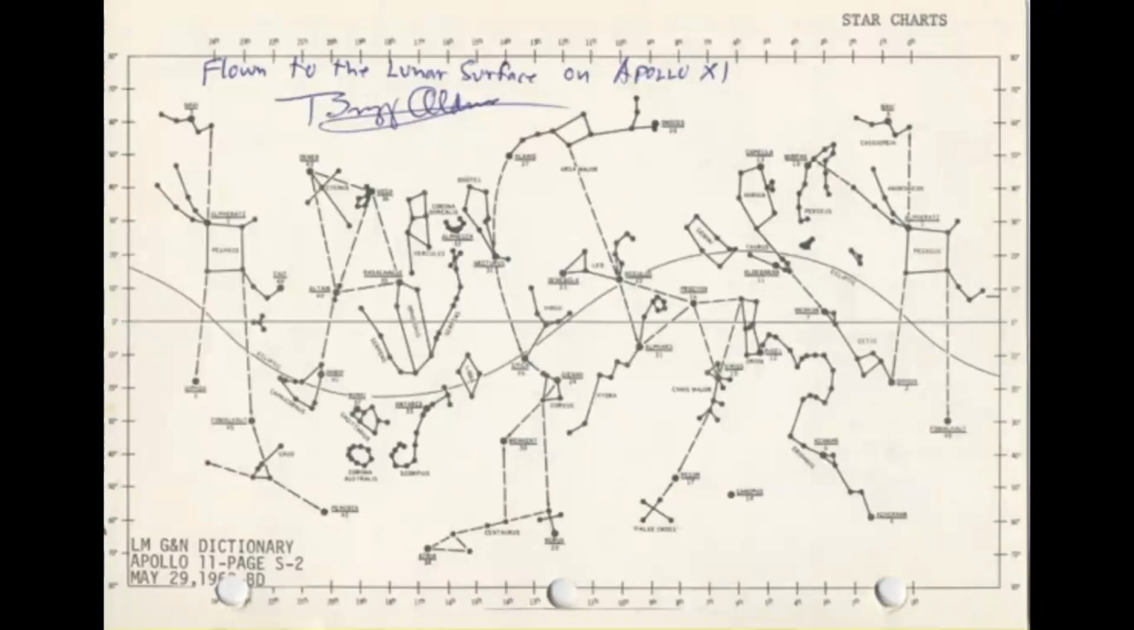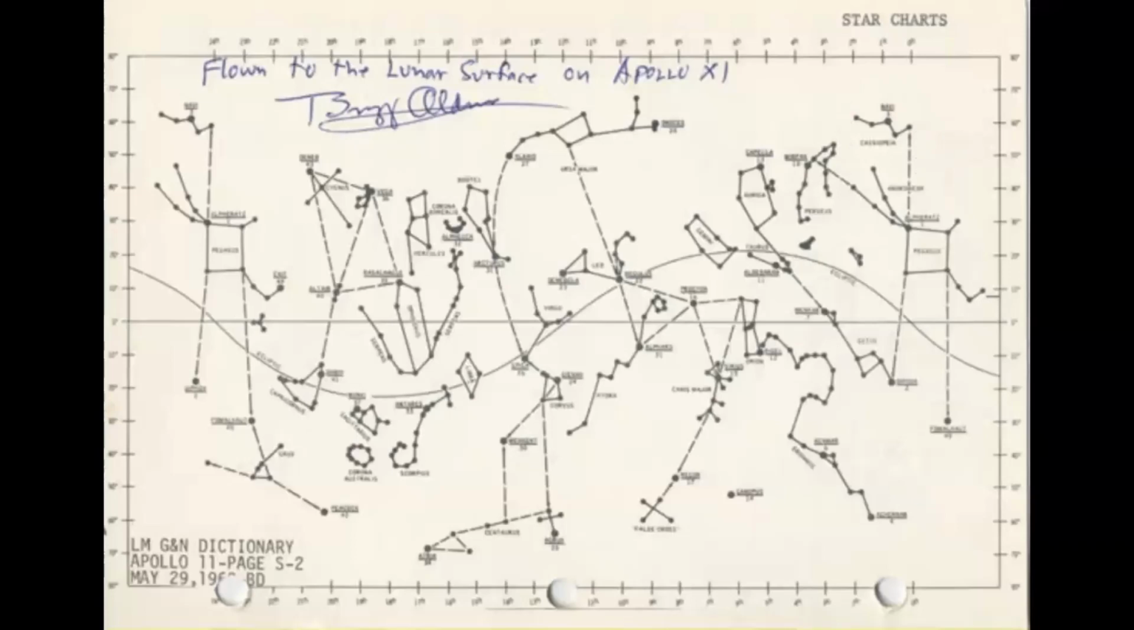Buzz Aldrin was the second fellow to walk on the moon. He signed this, saying that this sheet of paper from one of his notebooks made it to the surface of the moon on Apollo 11. It is a star chart, just in case they had to do some navigation. It includes Cygnus the swan. Here is Scorpius the scorpion. And over here is Cassiopeia the queen.